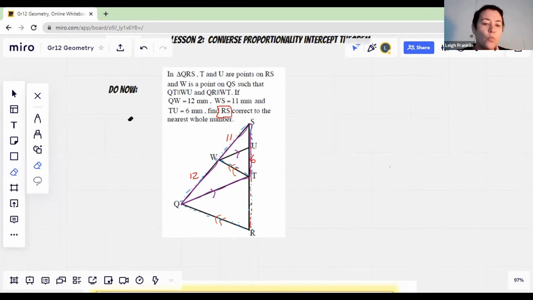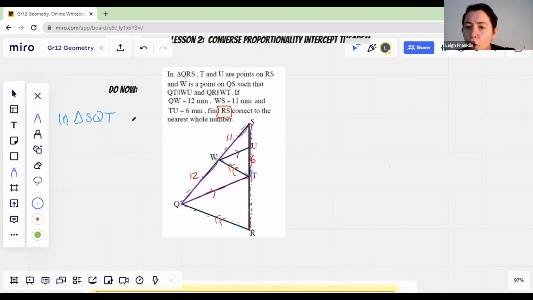We need to work in which triangle to calculate the length of SU? Which triangle do we need to work in to calculate the length of SU? Perfect. SQT. All right. Lovely. So you don't need to write this, but I'm doing it for you so that it's specific. Okay. In triangle SQT, we can make a proportion. All right. We can make a statement.